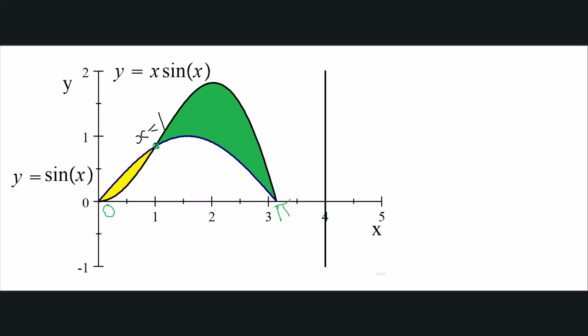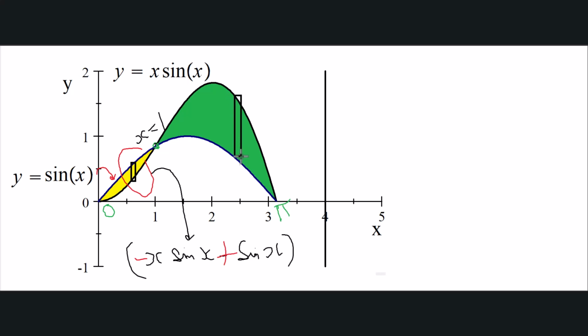Now what is going to happen is this. For an element here in this portion, we will have the altitude of the cylinder. How much? x sine x minus sine x. Oh no, actually that's a mistake. Here sine x is the dominating graph, so this is positive and this is negative. On the other hand, if we go to the green portion of the graph, then the situation will just reverse.